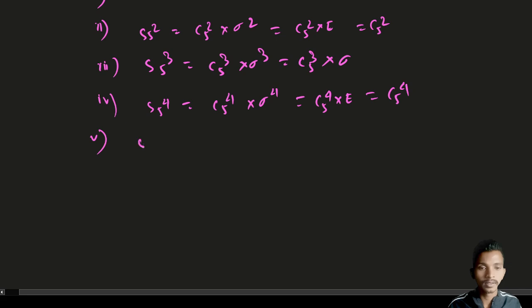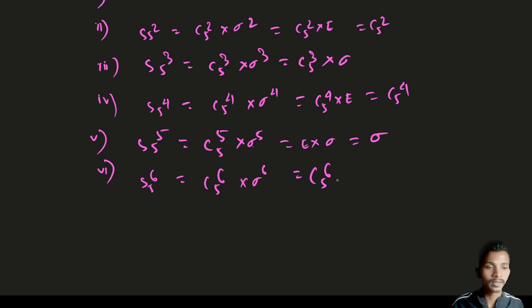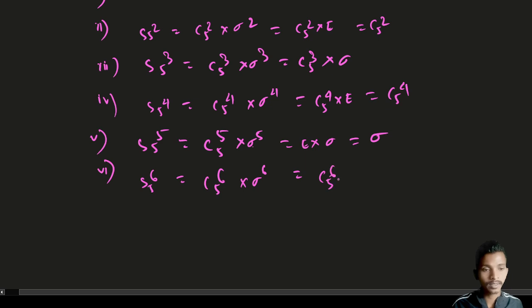And if I write the S5, this is going to become E, and this is going to be sigma, because this is odd, so this is going to give even. Okay, let's check others, like whether the even one is stopping or not. S5 6, then it is C5 6 and C5 6, so this is going to be C5 6, and this is going to be E.